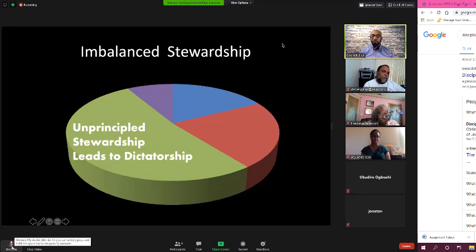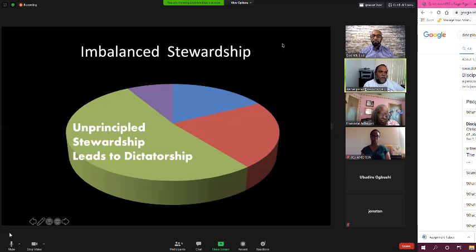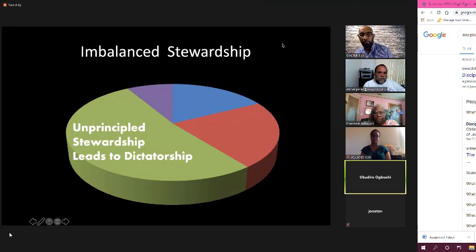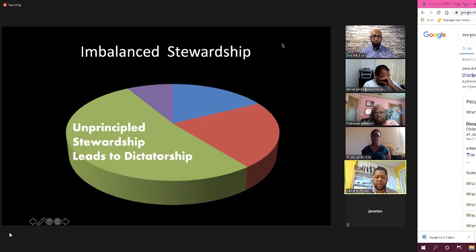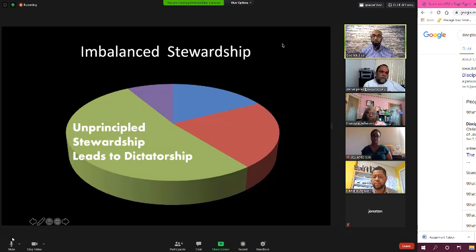What is a steward? I think a steward is someone who's in. Go ahead. A steward is someone who's entrusted with taking care of something, right? Property, money. Yes. Does the steward own anything? No. Right. So what happens when you have unprincipled stewardship?